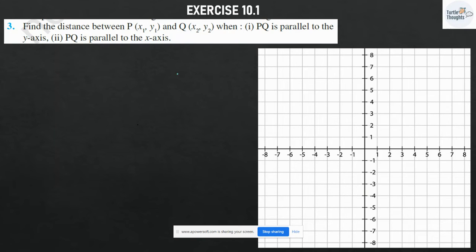Exercise 10.1, question number 3. Find the distance between P(x1, y1) and Q(x2, y2) when PQ is parallel to the y-axis. Second, when PQ is parallel to the x-axis.